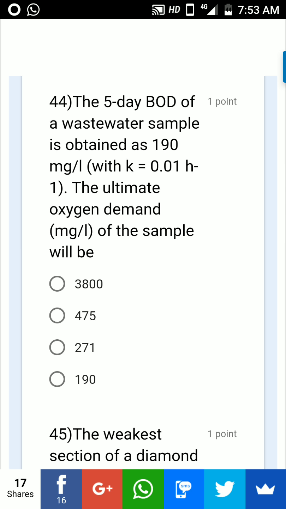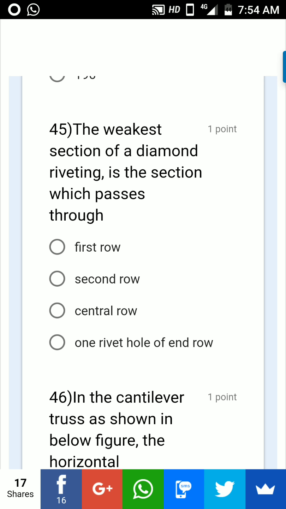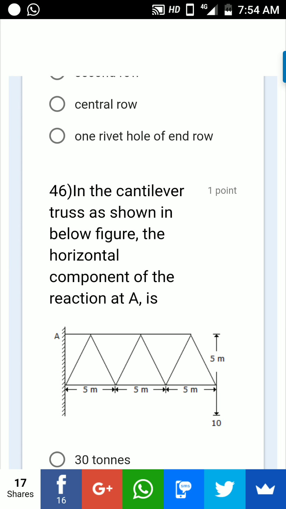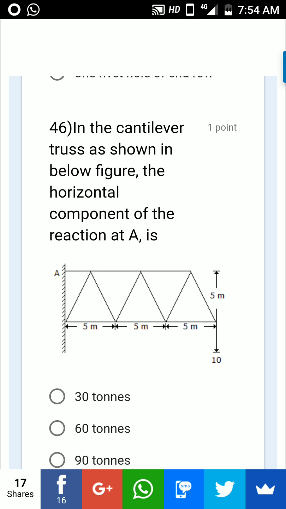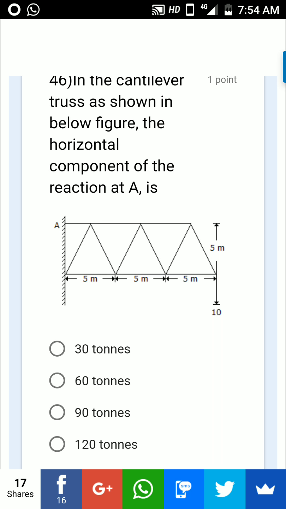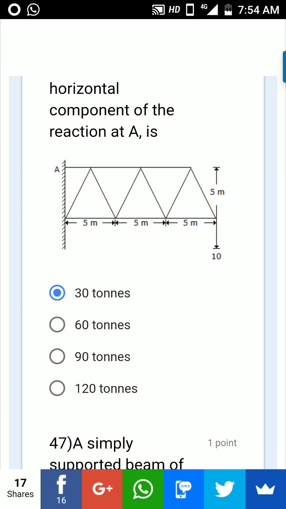The 5-day BOD of the wastewater sample is obtained as 190 mg per liter. The ultimate oxygen demand of the sample will be 271. The weakest section of the diamond riveting is the section which passes through the first row. In the cantilever truss shown in the figure, the horizontal component of the reaction at A is 30 tonnes. You can calculate this easily.